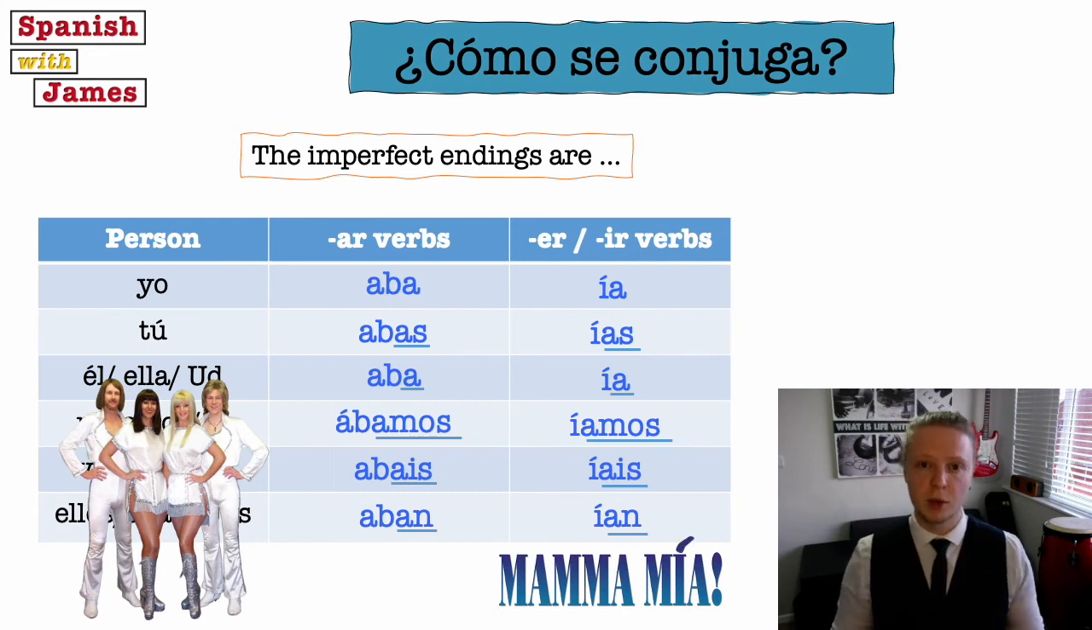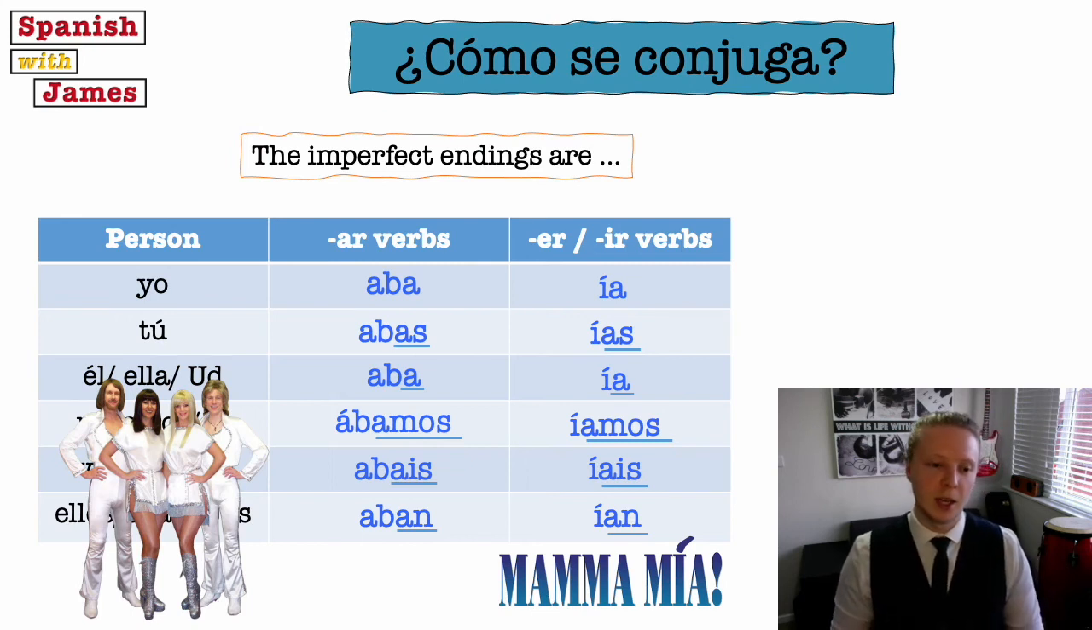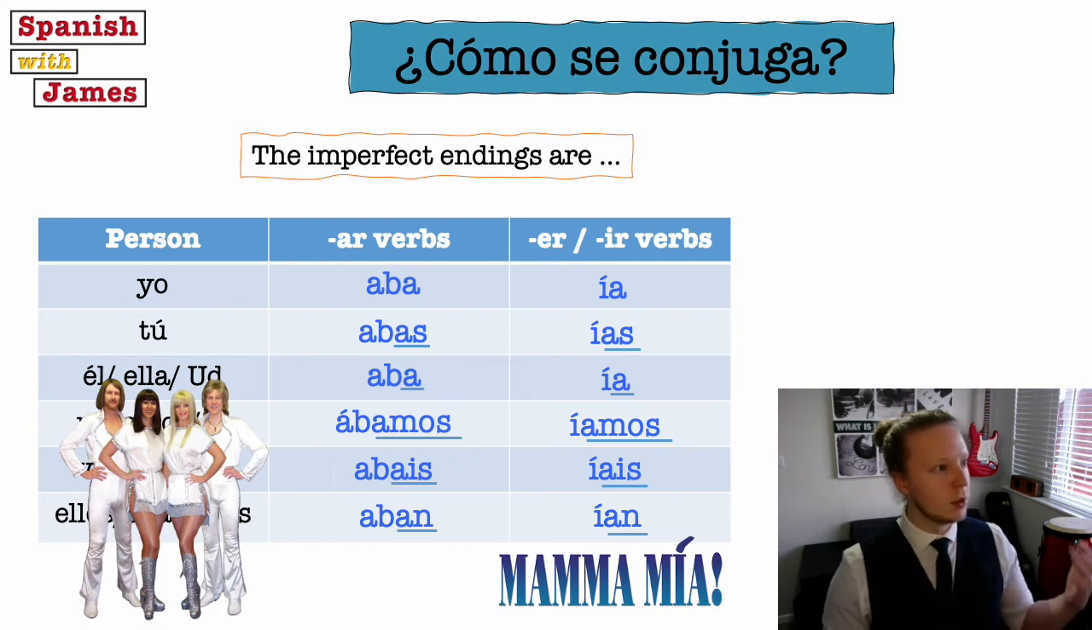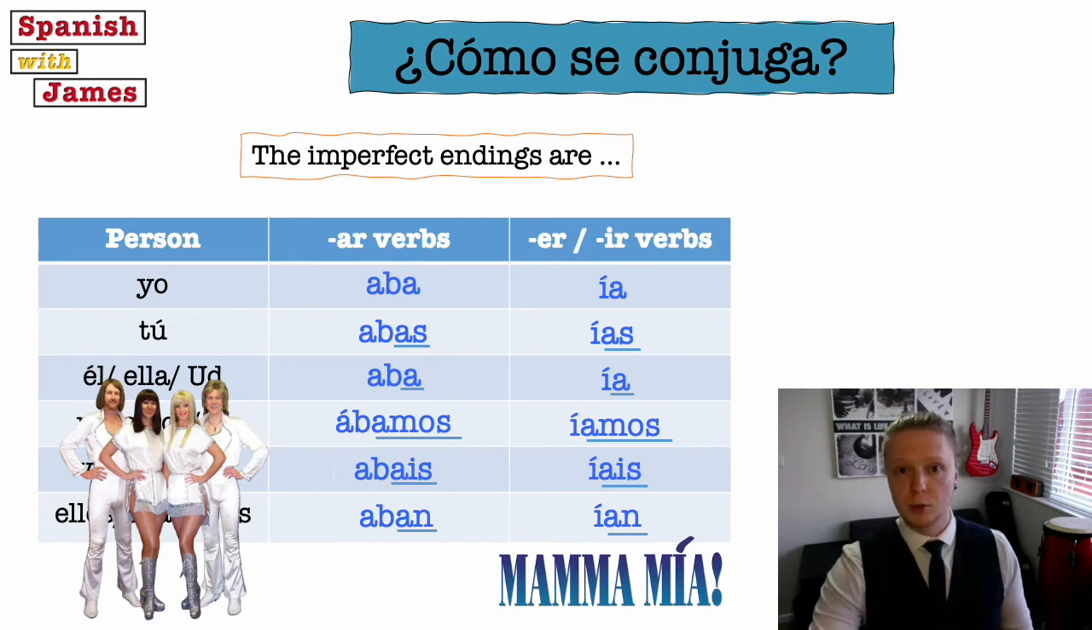Okay, so think of the imperfect tense as ABBA and Mamma Mia. Spanish teachers all over the world probably use this example, and it's a really useful way to remember, because then you can think, okay, aba, abas, aba, and you're just applying the pattern from the AR verb endings from the present tense, and Mamma Mia, ia, ias, ia, and again applying those present tense AR verb endings. So it's super useful because you're just applying what you know to learn these in a really easy way.